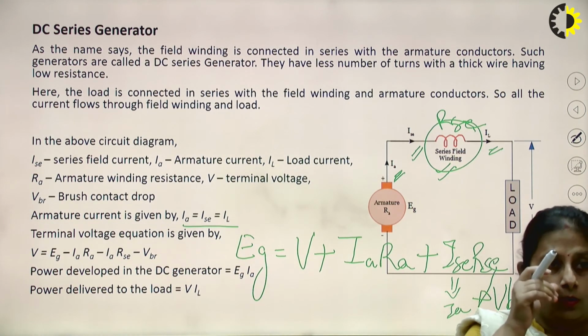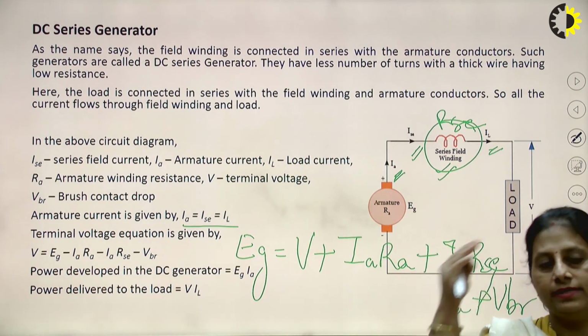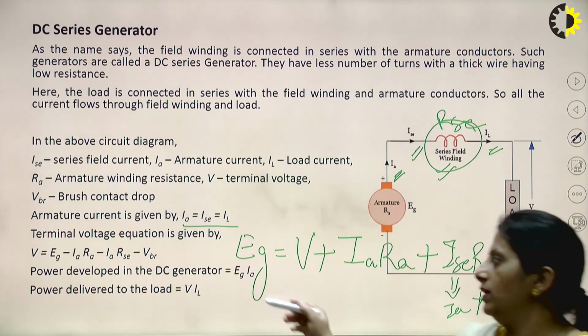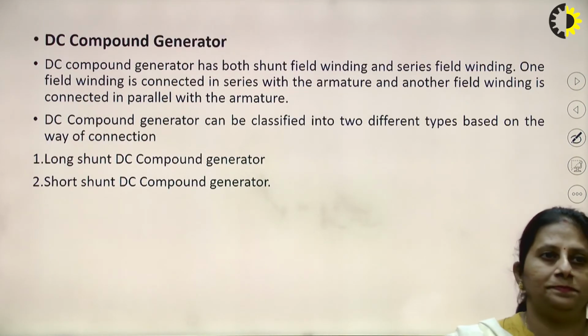Or for the terminal voltage equation, obviously I can give it as V is equal to EG minus these drops, IARA minus ISE RSE minus VBR. Once again, the power developed is the same, EG IA. The power delivered to the load is V into IL.